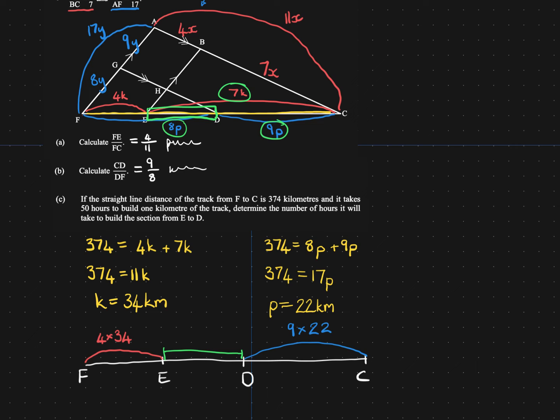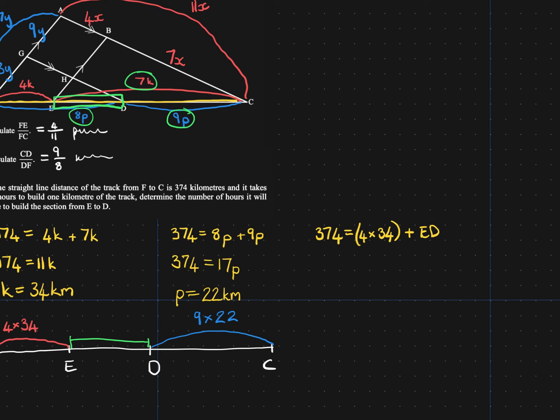So we know that in total it's 374 kilometers. I've got 4 times 34 plus ED, plus DC, which was 9 times 22, and this will allow me to calculate ED. And doing some fancy mathematics, I calculated that ED was 40 kilometers.